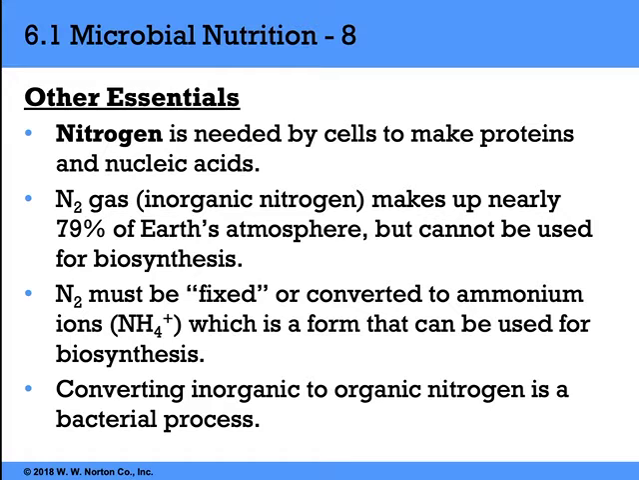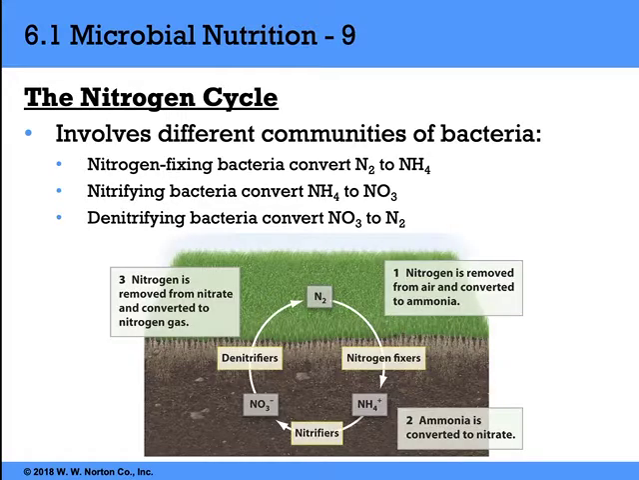So it has to be fixed, and there are special bacteria that can do nitrogen fixing by transforming nitrogen gas into ammonium. It becomes available not only to the nitrogen fixing bacteria, but to the entire ecosystem, okay? The plants, the animals, and the other microbes. You can see here with the nitrogen cycle, nitrogen fixing bacteria converting nitrogen gas to ammonium, nitrifying bacteria converting ammonium to nitrite, and denitrifying bacteria take the nitrite and turn it back into nitrogen gas, okay?